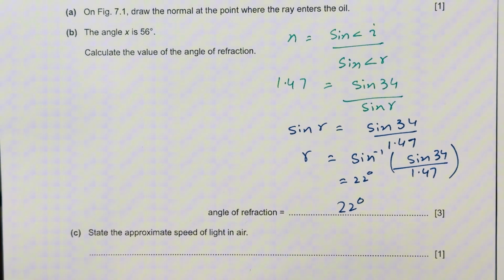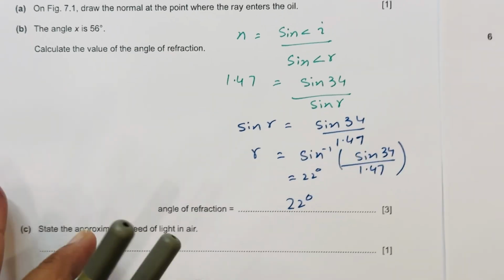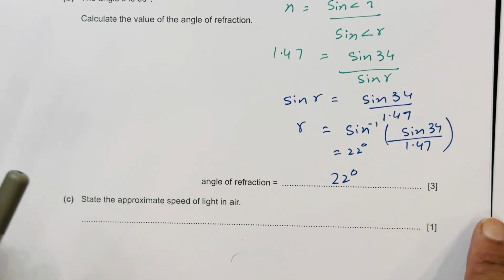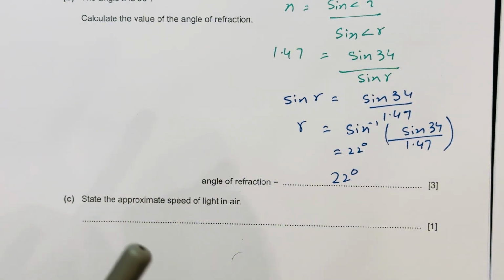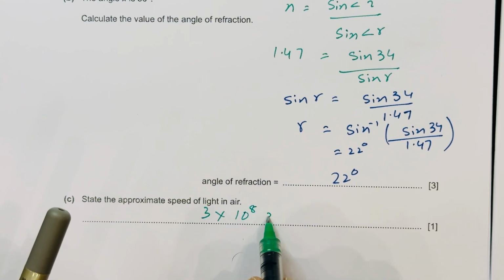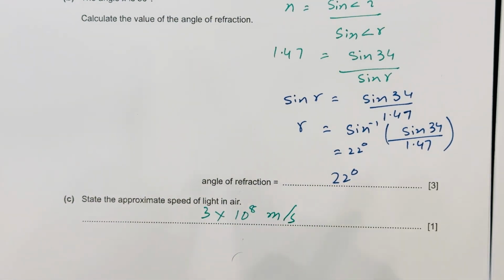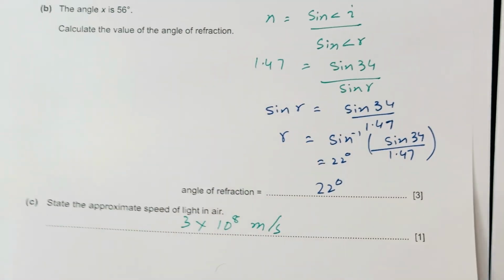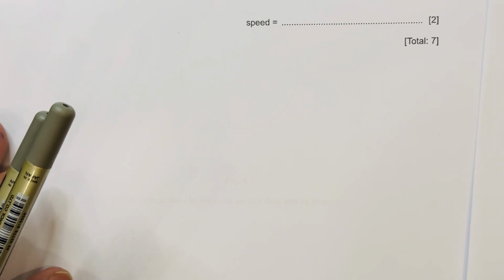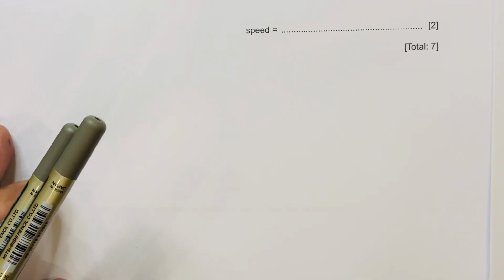Moving to the next question, state the part. Okay, state the approximate speed of the light in the air, and we know that approximate speed of light in the air is 3 into 10 raised to power 8 meter per second, ms minus 1. Moving to its D part, calculate the speed of light in the oil. Give your answer correct to three significant figures.